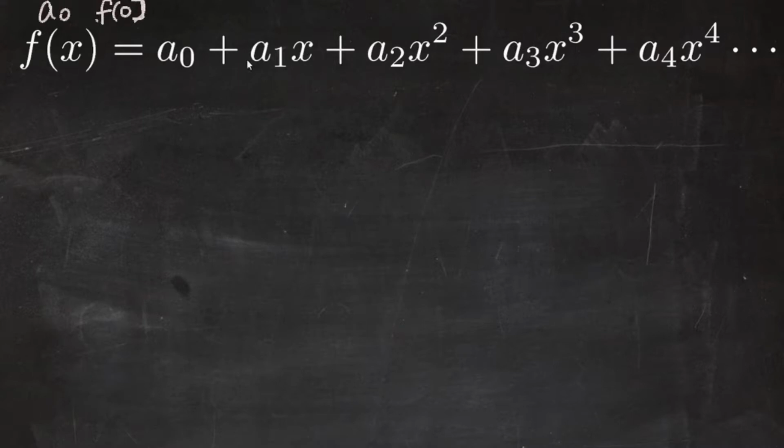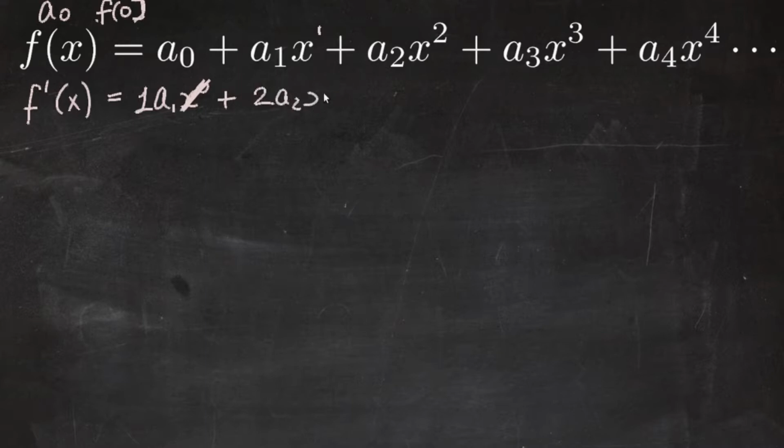But what if I wanted to know what a1 was? Well, let's take the derivative. F prime of x is equal to, well, the derivative of a constant is just 0, and the derivative of this linear function, this is x to the 1, I bring down the exponent multiplying by it, so I have 1 times a1 x to the 0, which is just 1. So that's 1a1 plus, taking the derivative, 2a2 times x to the 1. The rule is lower the power by 1 and multiply by what the power used to be.